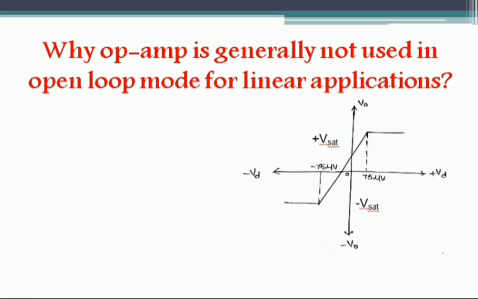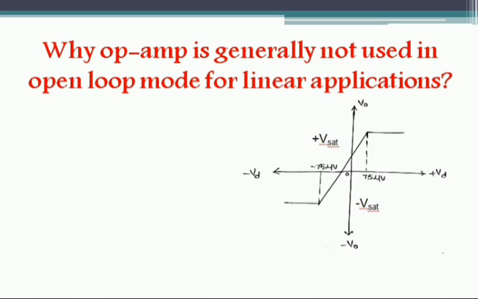As the definition itself indicates, linear means the output should vary according to the change in input. So if there is a change in the input signal within a fraction of a second, the circuit has to respond and has to produce the change at its output.